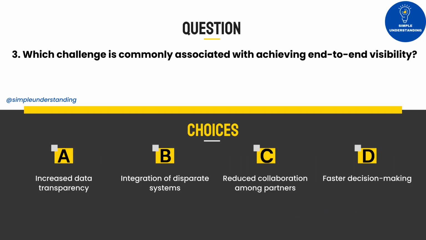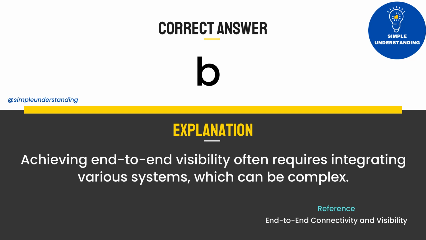3. Which challenge is commonly associated with achieving end-to-end visibility? A. Increased data transparency. B. Integration of disparate systems. C. Reduced collaboration among partners. D. Faster decision-making. Correct answer: B. Explanation: Achieving end-to-end visibility often requires integrating various systems, which can be complex.